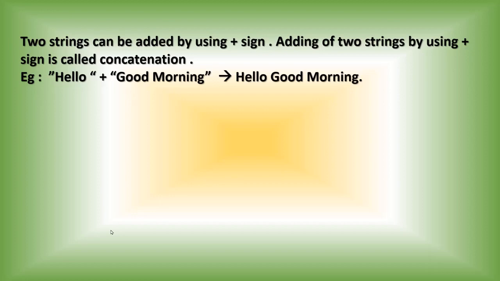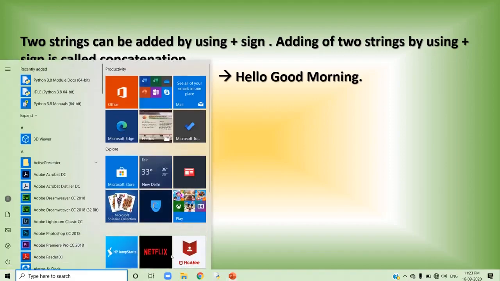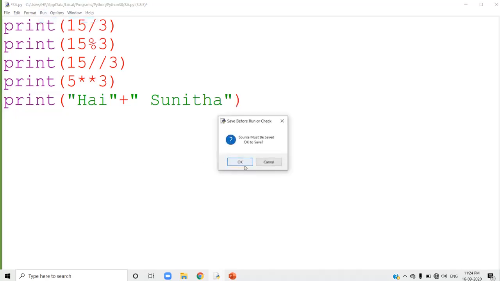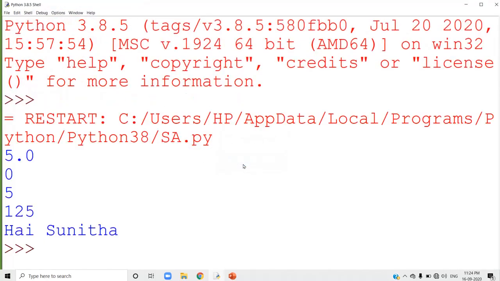I'll try out one example here. See that, I am going to take one example. Here, "hi", two strings, okay? So, plus, second string I am going to write, "hi Sunita". See that? Two strings. First one is "hi" and second one is "Sunita". So, both are enclosed in double quotes. So, you can see it is string. And that is added by using the plus sign. When you run this program, you can see the output is coming as, yes, hi Sunita. Both the strings are concatenated. It is known as concatenation.